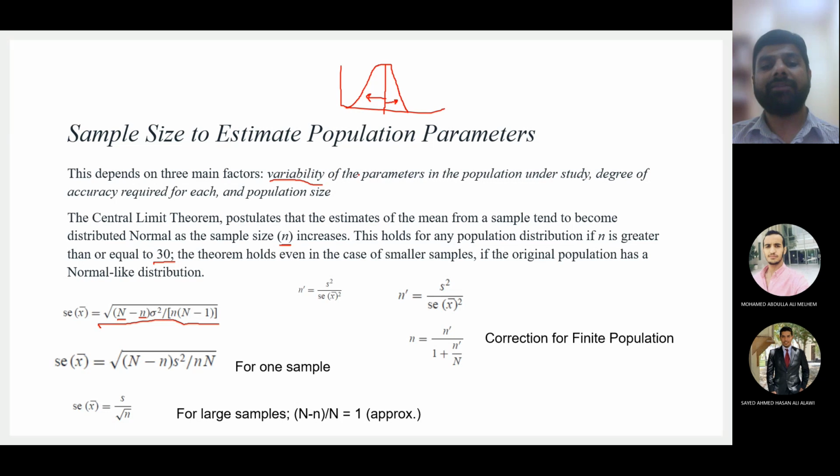Okay, so like we said, we need three things to calculate the sample size: variability in the data set, which is sigma square; degree of accuracy, which is given by the standard error of the mean; and population size, which is given by capital N. Okay, and if you have only one sample, this is if you are taking many samples, then you can calculate sigma square using many samples.